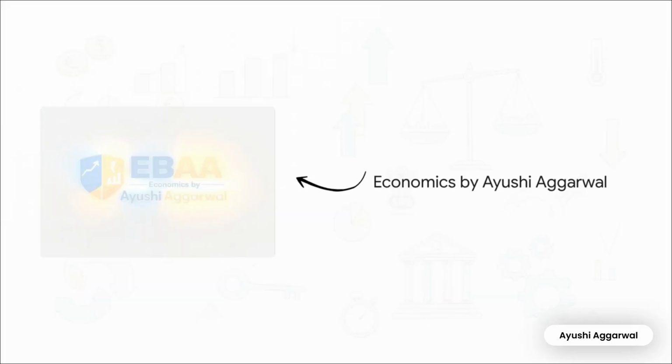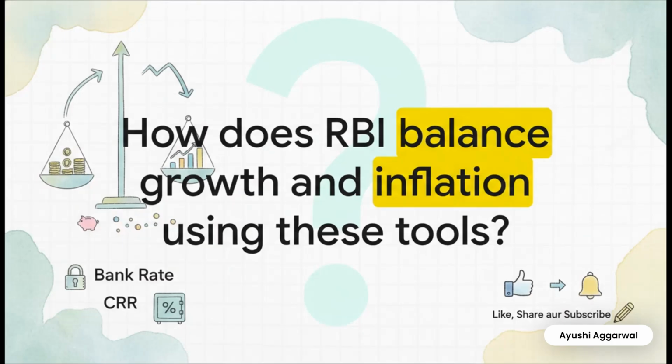Wow. So we have covered a ton of ground today, haven't we? We started with the basics of monetary policy, we figured out exactly how it's different from fiscal policy, and we learned about the 2 main types, expansionary and contractionary. And most importantly, we totally mastered the mechanics of the RBI's 3 key quantitative tools, the bank rate, CRR, and SLR. So now that you're an expert on these tools, here's a little something to think about.